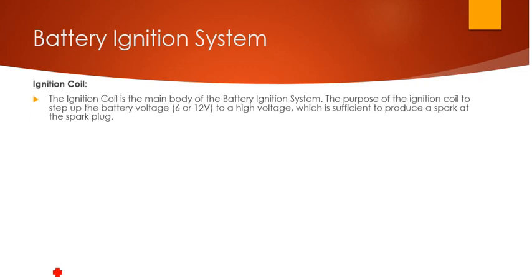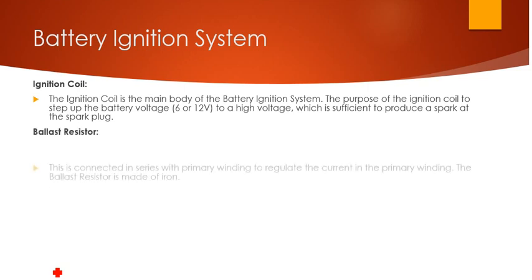Then we have the ignition coil. The purpose of the ignition coil is to step up the battery voltage to a high voltage, which is sufficient to produce a spark in the spark plug.